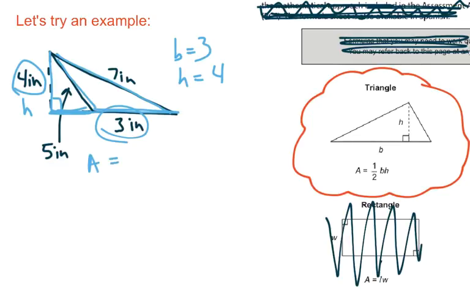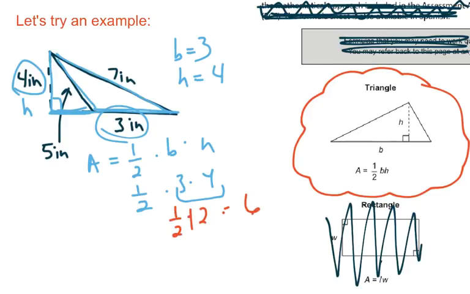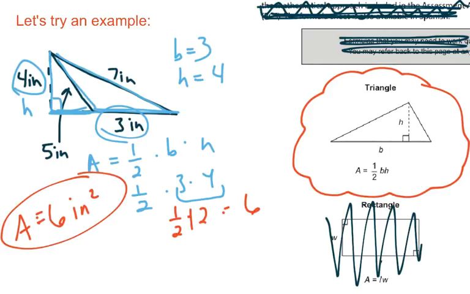So we're still going to use our same formula and fill in what we know. So 1/2 times 3 times 4. 3 times 4 is 12. Half of 12 is 6. So my area would be 6 inches squared.